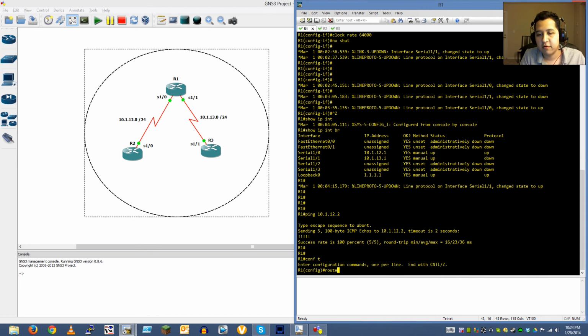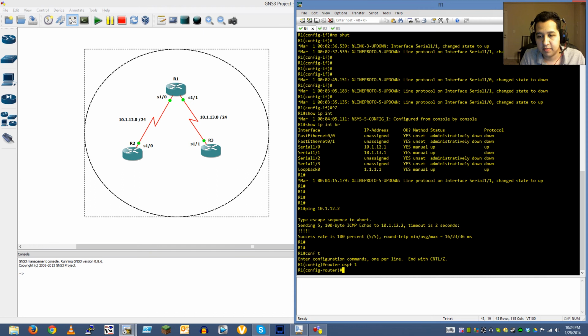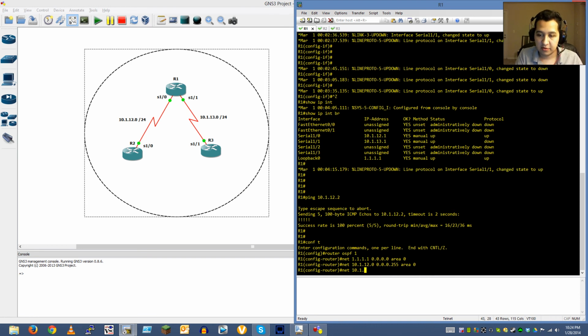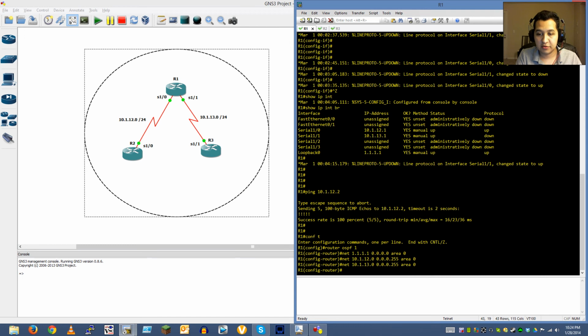Okay, so let's go ahead and configure router OSPF 1. That's going to be our process ID, and we're going to network our loopbacks, and we want to be sure that it's the entire thing. So only interfaces that have exactly 1.1.1.1 on it will be advertised out into area 0. Perfect. So next would be the 10.1.12.0. It doesn't matter what we put there, but all that we care about is that the first three octets are 10.1.12. That's going to be area 0. And lastly, it's going to be the 13 network, area 0. And that's good for that router.